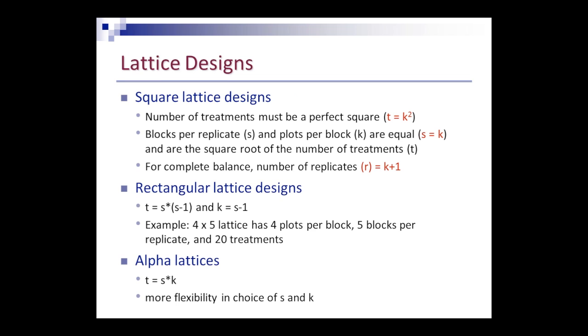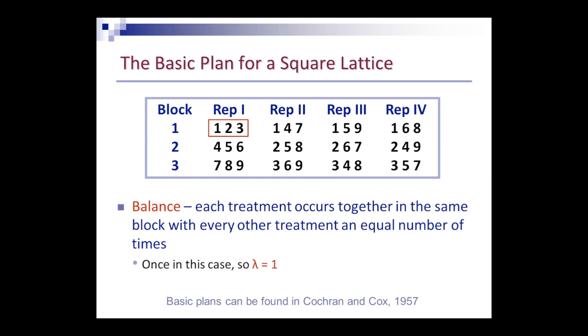Rectangular lattice designs are another option, and in that case, the number of treatments is equal to S times (S minus 1), where S is how many blocks you have in each rep, and then K, the block size, is also equal to S minus 1. So for example, if you have a 4x5 lattice, that would have 4 plots per block, 5 blocks per replicate, and a total of 20 treatments. With alpha lattices, we have more flexibility in our choice of S and K, and the only real constraint there is that the total number of treatments has to be equal to the number of blocks per rep multiplied by the block size.